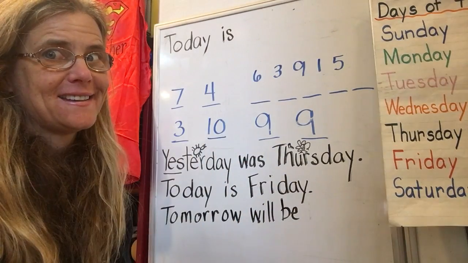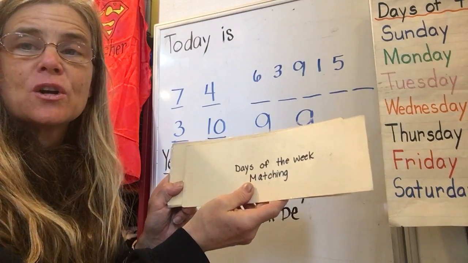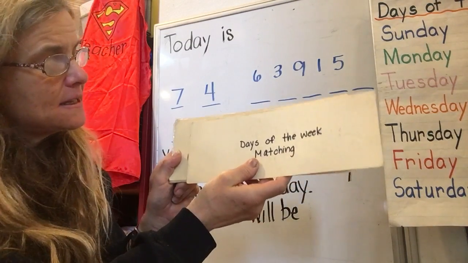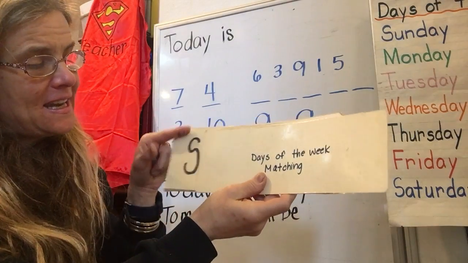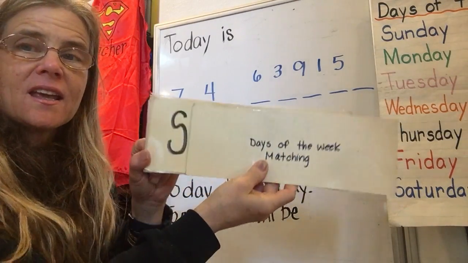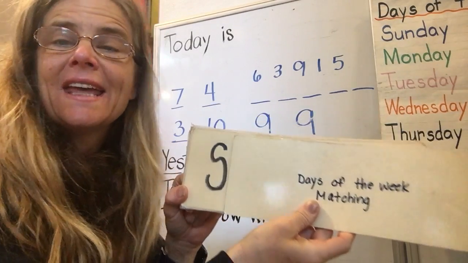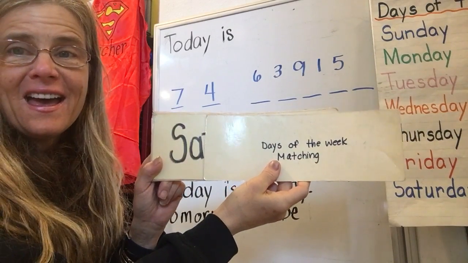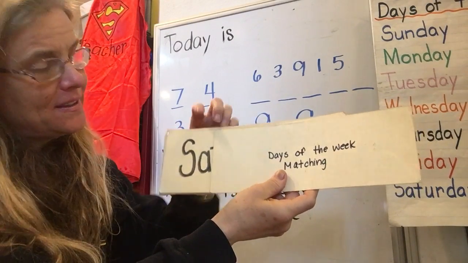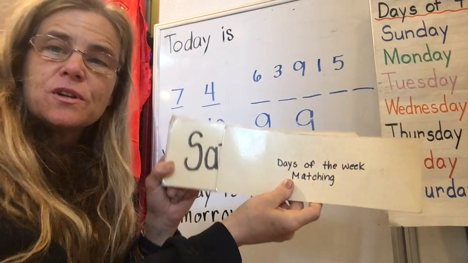Okay, let's see if the next day is Saturday. Now what's tricky about this one is there are two S days. This could be Saturday because I see an S, but it also could be what day? Sunday, the other weekend day. Apple. So is it Sunday? No, Sat. So what do you expect to see next?